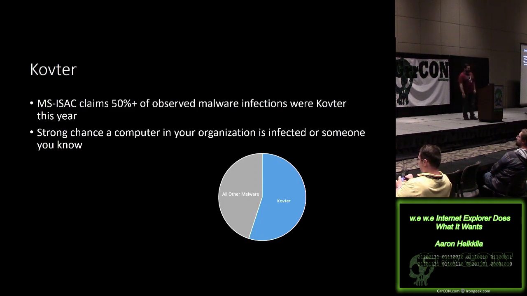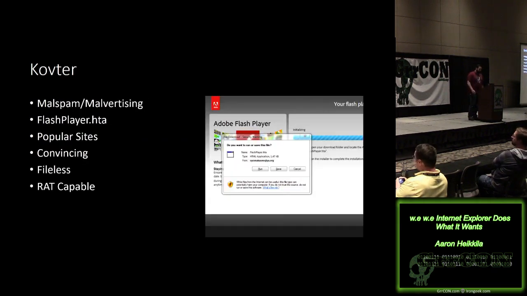The MS-ISAC, the Multi-State Information Sharing and Analysis Center, claims that over 50% of the malware they've seen this year, from all the organizations they've gathered from, have been Kovter infections. So this is a really prevalent malware. It's all over the place. It might be in your organization or in somebody you know's organization or on their home computers. And so Kovter utilizes the HTA document. Kovter has been seen doing phishing and malvertising.